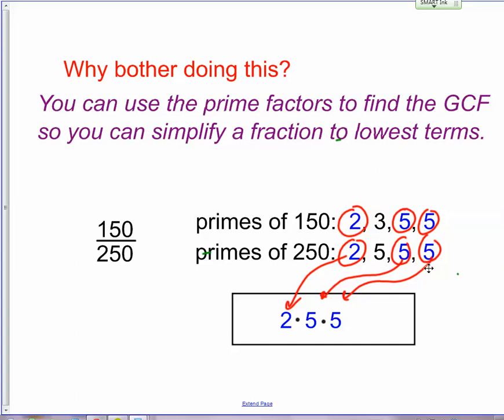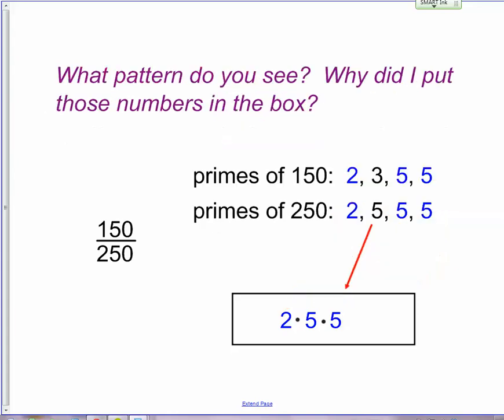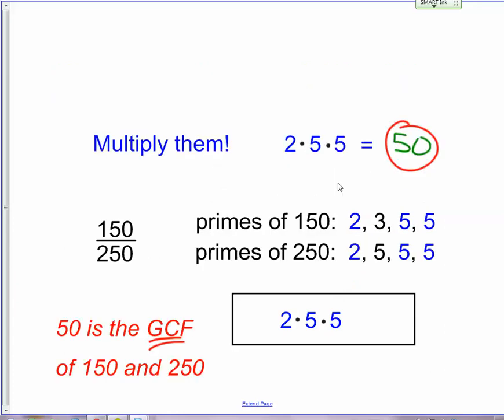I don't put a third 5 in my box because there's no third 5 here. Remember, I'm looking for the ones they have in common. And I can't put a 3 in my box because there's no 3 here. I take those numbers that are in my box and you multiply them together because these are the common primes for these two numbers. And when you multiply them together, you get 50, which tells you that the greatest common factor of 150 and 250 is 50.